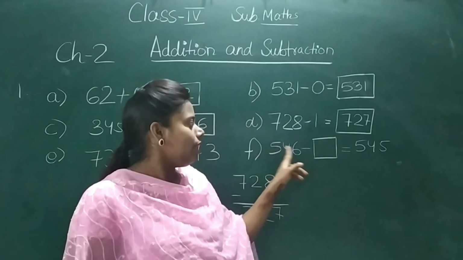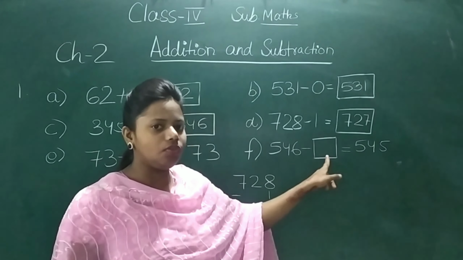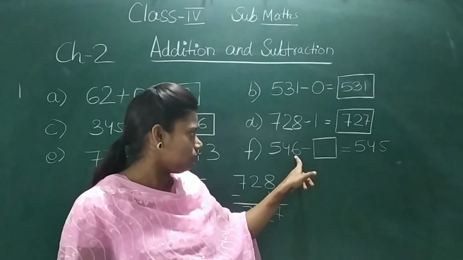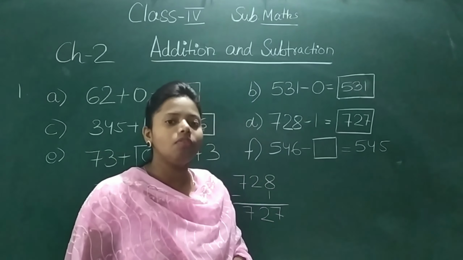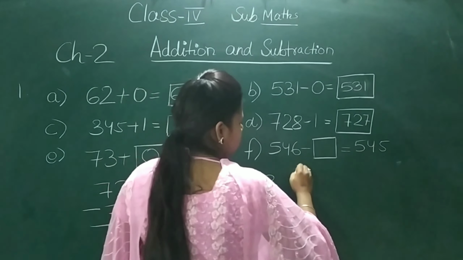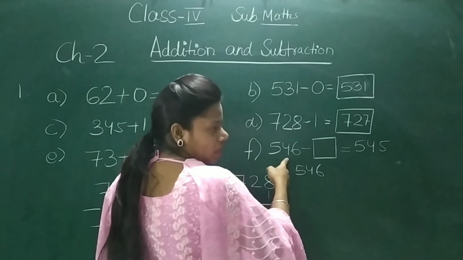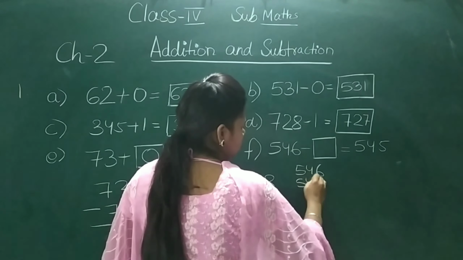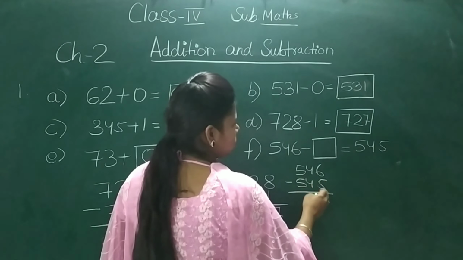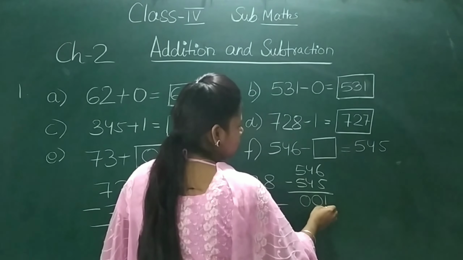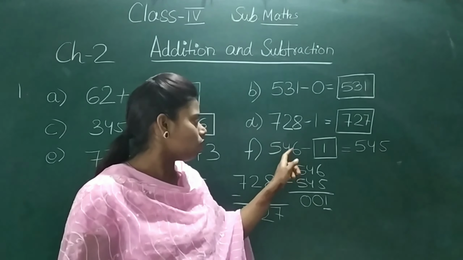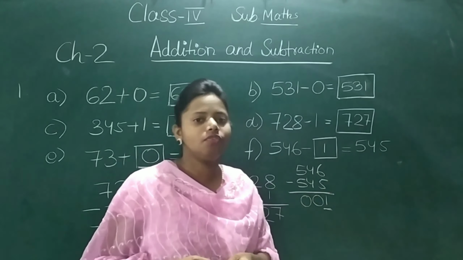Now let's see number F. Here also we have to fill this box. What number will be there so that when we subtract it from 546, the answer will be 545? So how to do it? When it is subtraction, you write the biggest number on top, and then write that number below. Now see here: 6 minus 5 is 1, 4 minus 4 is 0, 5 minus 5 is 0. So what is the answer? 1. So when you subtract 1 from 546, the answer will be 545.